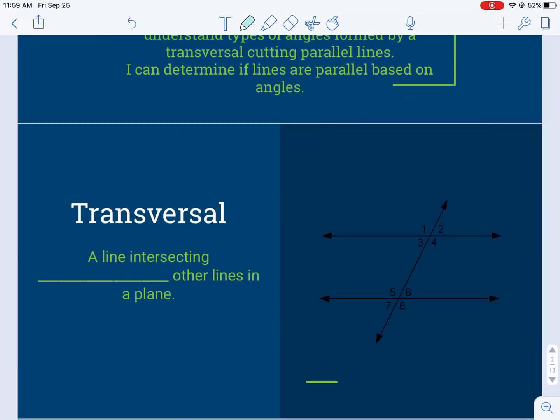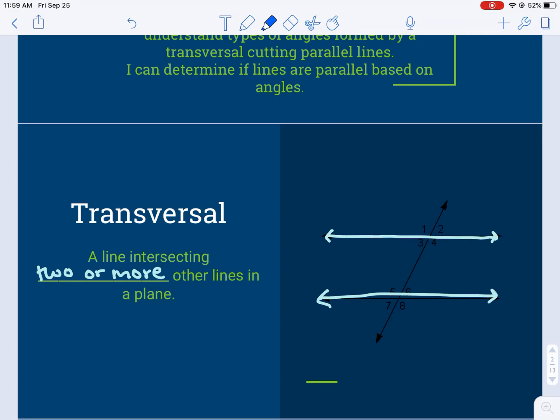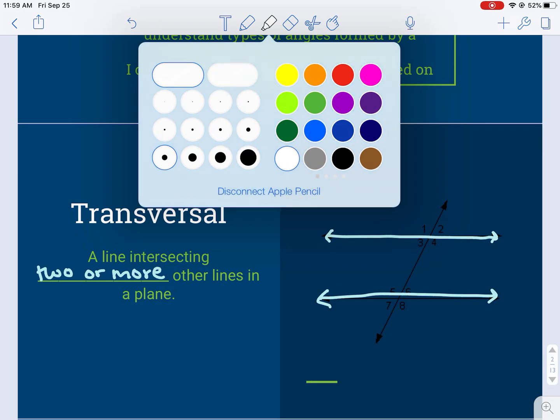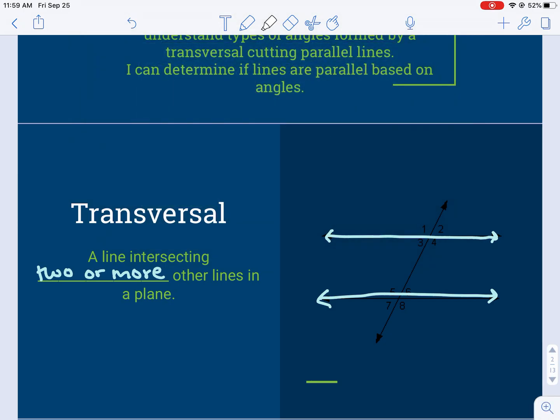So a transversal, and I'm going to trace over this a little bit, is a line intersecting two or more other lines in a plane. So it's this line. Okay, so it's the line that's cutting through two other lines or more.